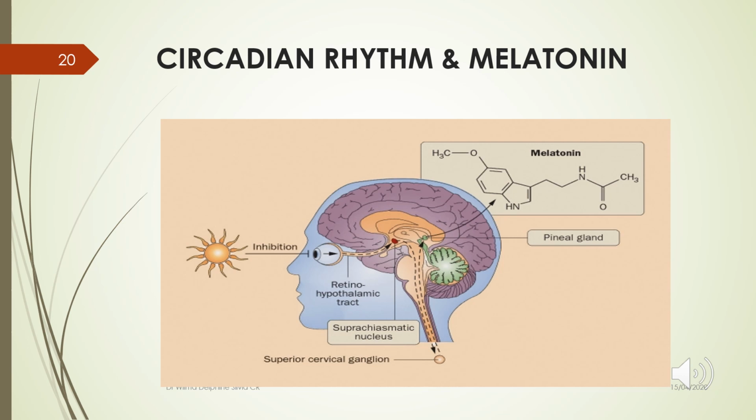The suprachiasmatic nucleus sends signals to the other parts of the brain that control hormones and body temperature. Then signals travel from the brain down the spinal cord and back up to the pineal gland where the synthesis of melatonin takes place. During the day, such signals prevent the pineal gland from producing melatonin, but when it is dark outside, these signals are not activated and the pineal gland is able to produce melatonin. In other words, exposure to light prevents melatonin release, which keeps us awake, and lack of exposure to light causes melatonin release, which tells us to go to sleep.